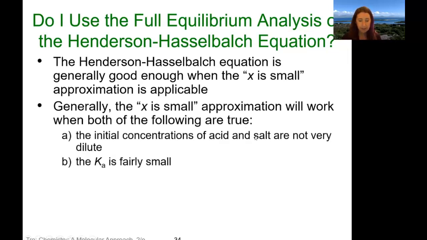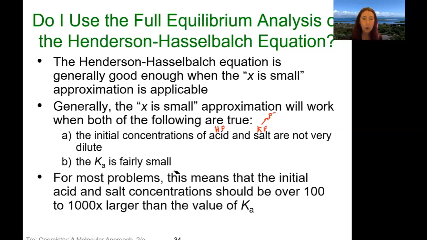It's true if, number one, the initial concentration of the acid and the conjugate base, or the salt, right? So I'm just going to put acids in here so you can see. So like HF, and the salt, this would be like KF. So really all we care about is F minus, are not very dilute. What does very dilute mean? Very dilute would be like 0.004, 0.0004, right? So very dilute. And the Ka is fairly small.